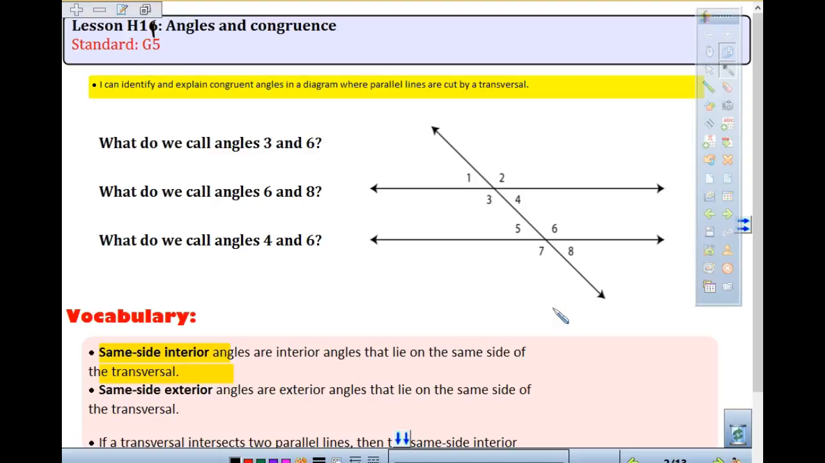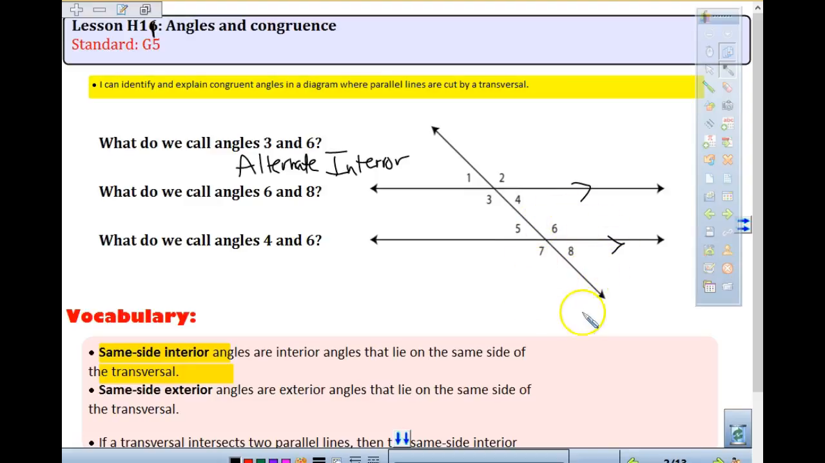So, as you are taking a look, 3 and 6, they're in between our two lines. What's the only option if they're in between the two lines? Alternate interior. Please write alternate interior. We have to identify these on the test. You will have to identify these on the test, definitely. Angles 6 and 8. They're right next to each other along a straight line.